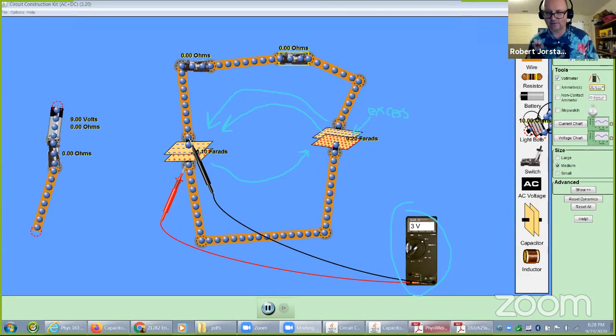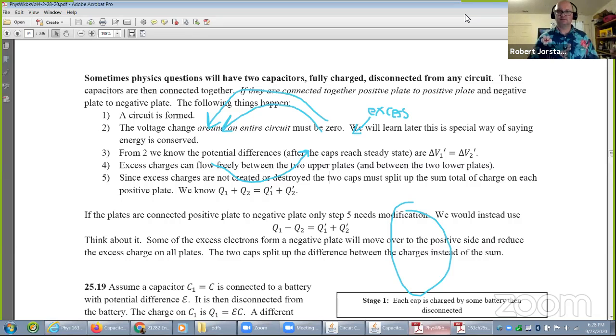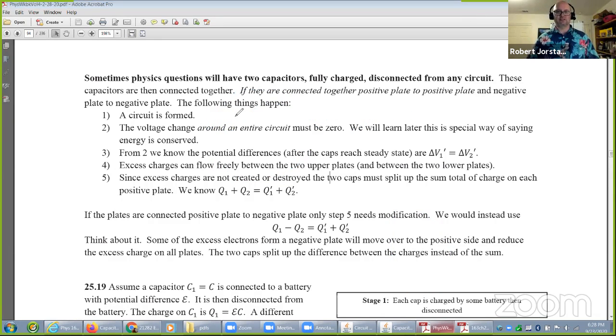So let's get the rules up. Isn't this crazy? I love this stuff. All right, so here's the idea. If they are connected together positive plate to positive plate, that's not what we did, but if you connect them positive to positive, let's follow this through. Number one, a circuit is formed. Two, the voltage change around the entire circuit must be 0. That's energy is conserved. From 2, the potential differences must be equal.